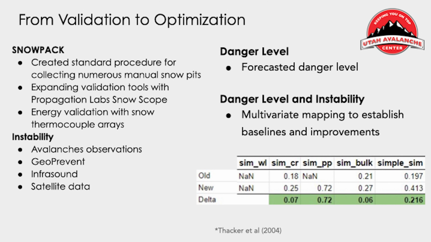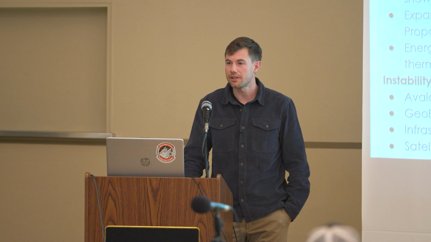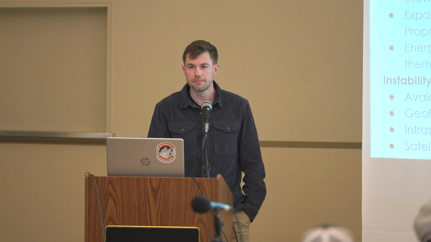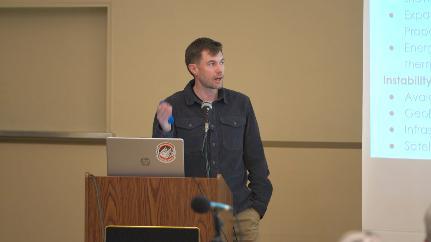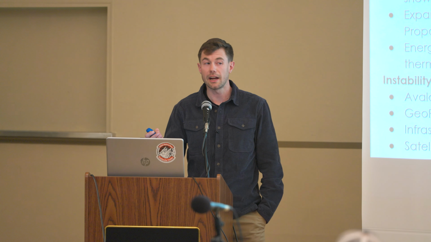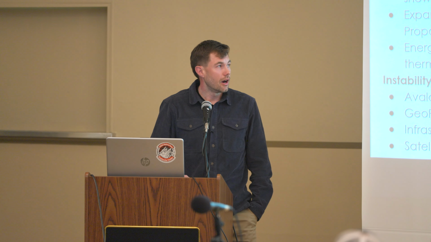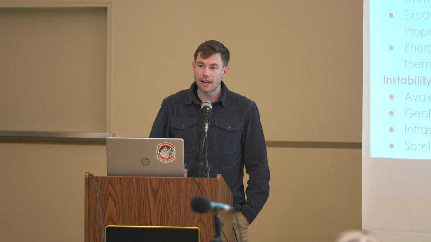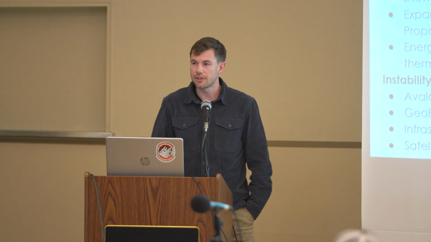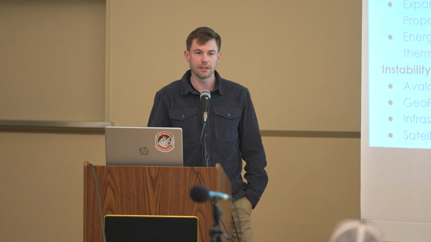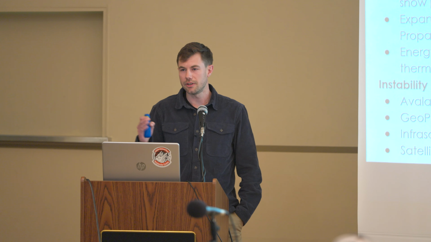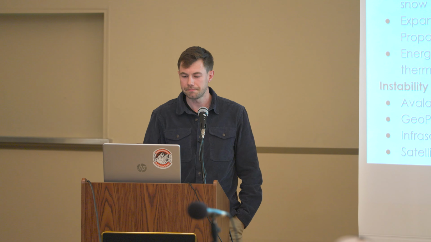Danger level is a challenging subject. There's a lot of human bias in danger level, as forecasted, as well as if you went back to hindcast. So one of the methods that we're exploring is using avalanche observation data as well to do a multivariate mapping between the different metrics: avalanche activity, danger level, and snowpack structure.